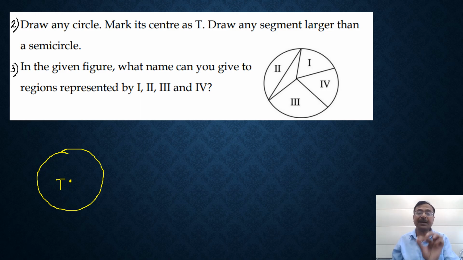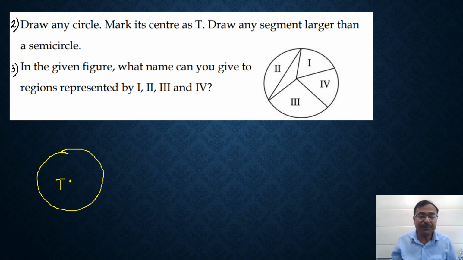Draw any segment larger than a semicircle. Now you should know what is a semicircle. See, when you talk about a semicircle, it is the line, the diameter, which divides the circle into two equal halves, and those two equal halves are known as semicircles.